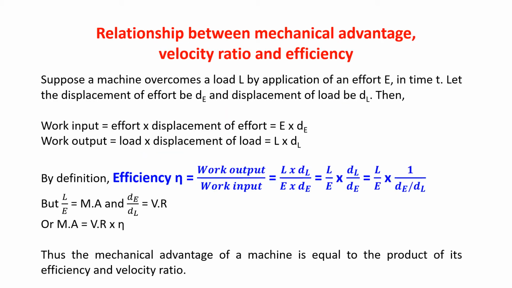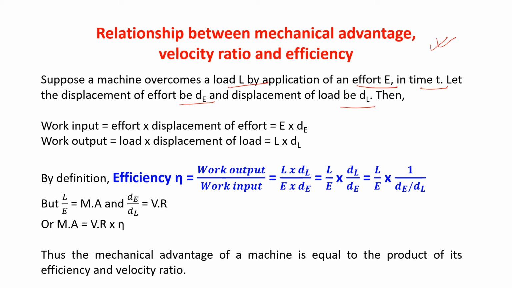Relationship between mechanical advantage, velocity ratio and efficiency. This is very important. Sometimes this comes in the exam also. Derive the relationship. Suppose a machine overcomes a load L by the application of an effort E in time T. Now let the displacement of the effort be dE and displacement of the load be dL. Then work input is equal to effort into displacement of effort.